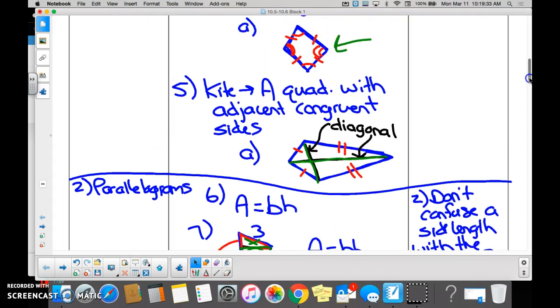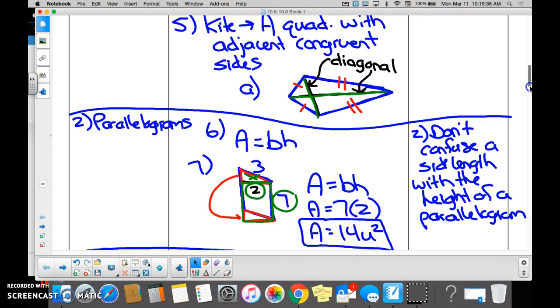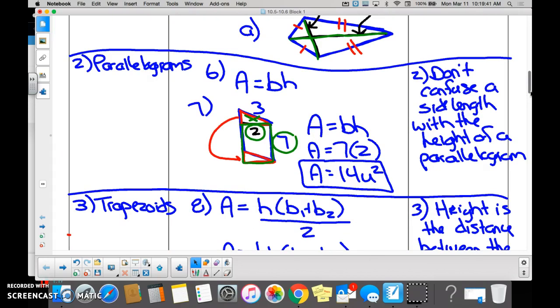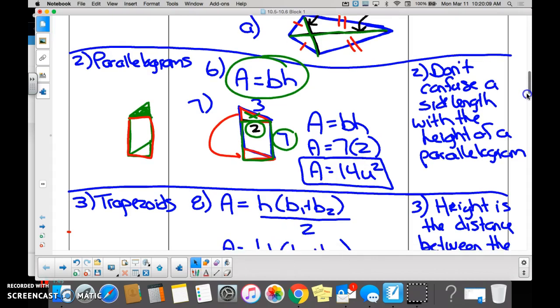So the difference between a rhombus and a kite is that a rhombus has all congruent sides, and a kite has adjacent congruent sides. Okay, parallelograms. The area of a parallelogram is the exact same as the area of a rectangle. The reason is that in a parallelogram, this is the height, right? If we chop this triangle off on top, could we just reinsert it down there? Yes. Then if you take a look at this entire shape, it is a rectangle, right? Therefore, they have the same area.